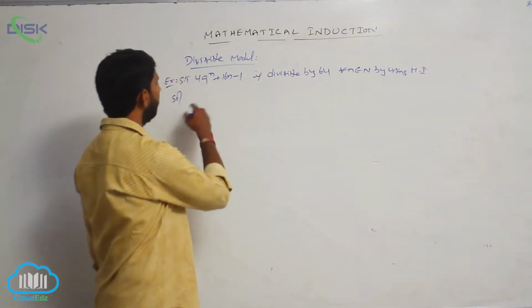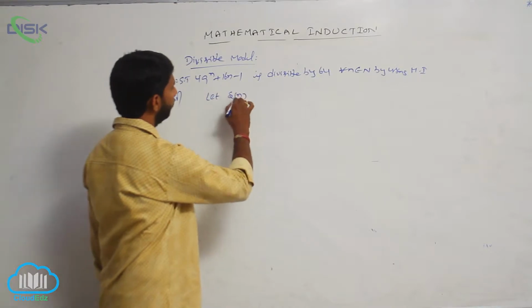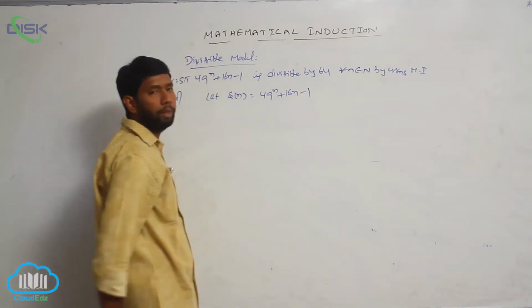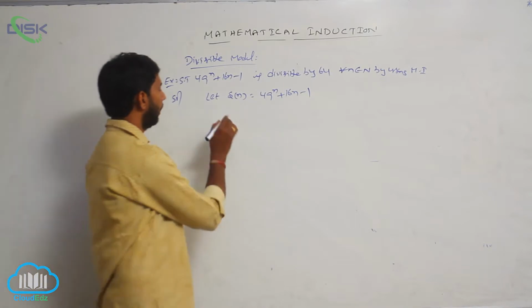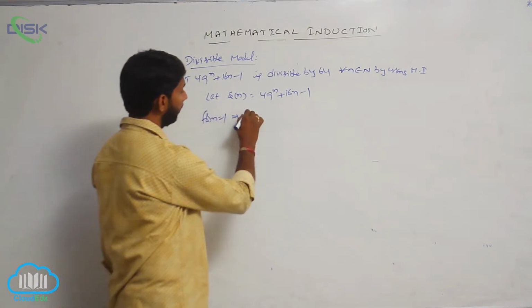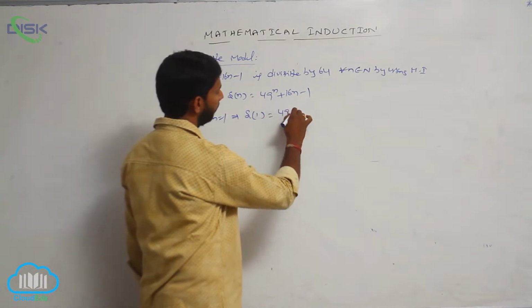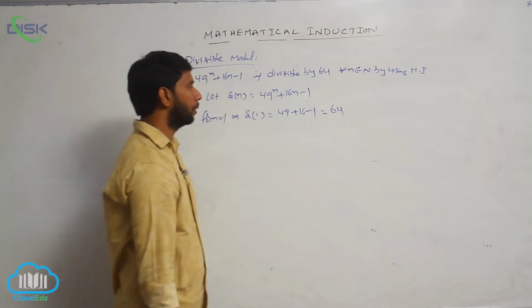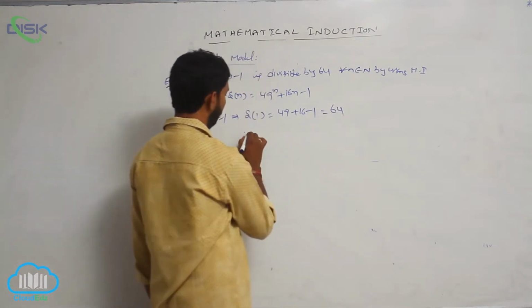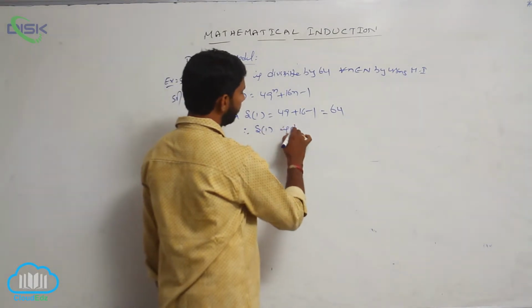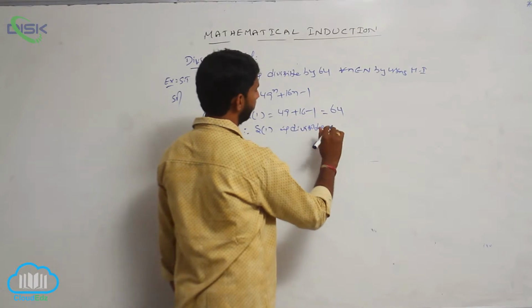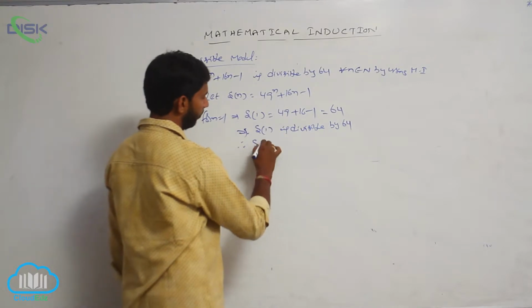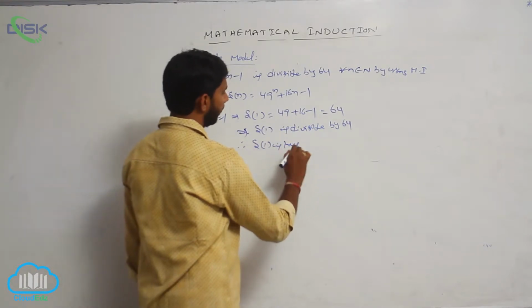Let us consider the statement S(n) = 49^n + 16n - 1. For n = 1, S(1) = 49 + 16 - 1 = 64. 64 is divisible by 64. Therefore, S(1) is true.